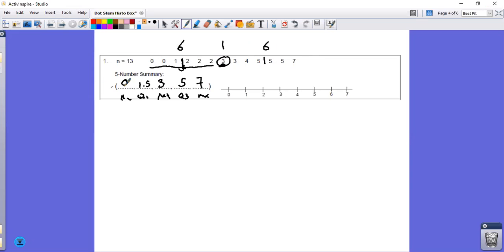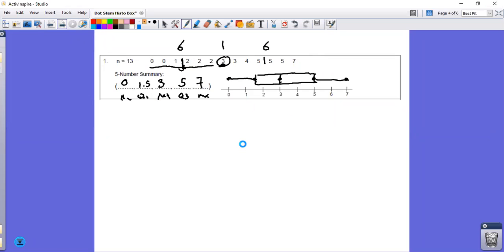If you're going to do a box plot, you then put a dot above the line for every one of your 5-number summaries: 0, 1.5, 3, 5, 7. Put a line through the middle 3 dots, so the dots are in the middle of the line, and make the box, and then whisker out for the whiskers. And that's it. So it's just dealing with odd and even numbers.